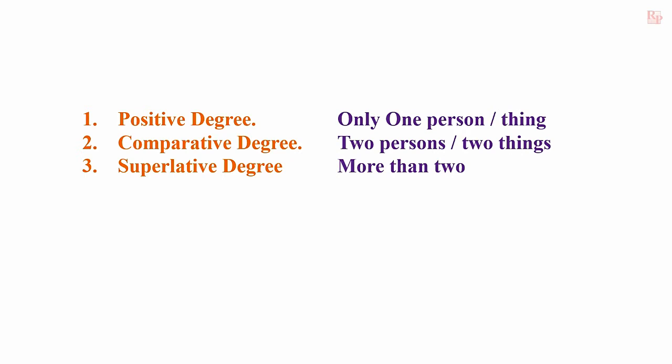If you want to use an adjective in superlative degree, you must have more than two objects, and you have to mention the best of all those things. When you want to refer to the best thing among the many, you must use the superlative degree. Now let us know how to use all these degrees in different contexts. First thing is positive degree. Let us know how to use positive degree in the sentences.